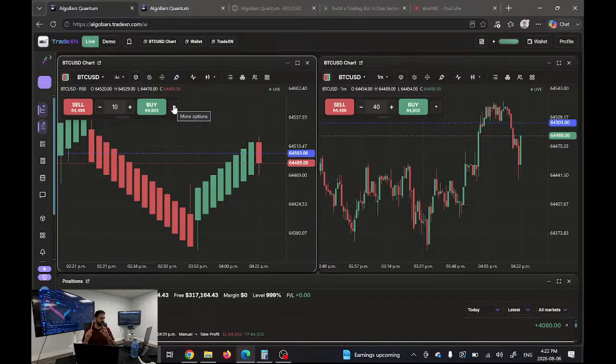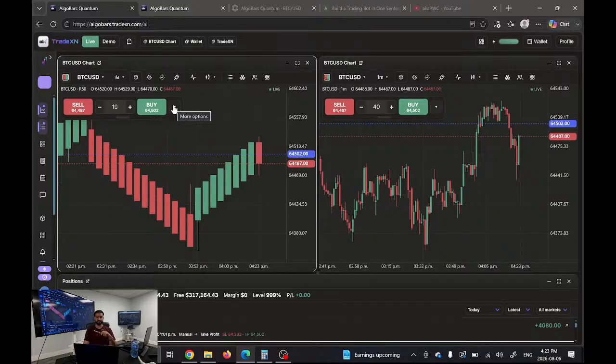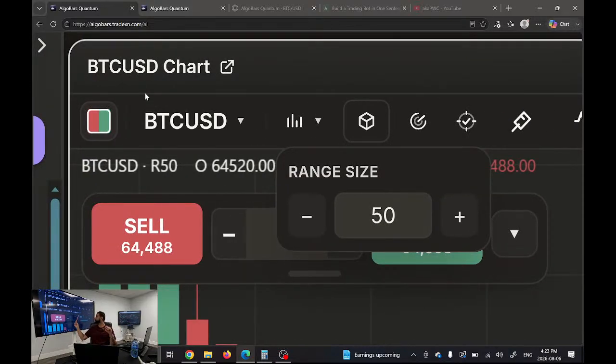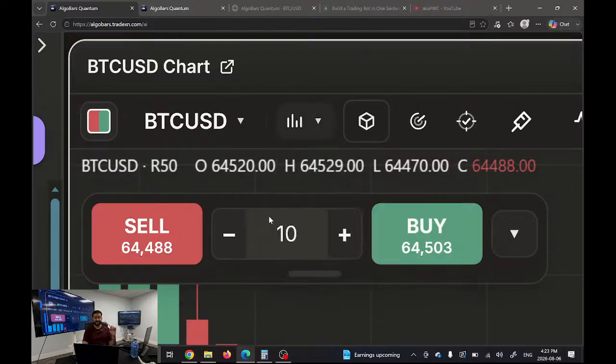Ralph is asking, any reason you're using 40 range instead of 20? In fact, what I'm actually using for the range is a range size of 50. 20 is the default. Right here, when it comes to our lot size, I'm using 10 lots.